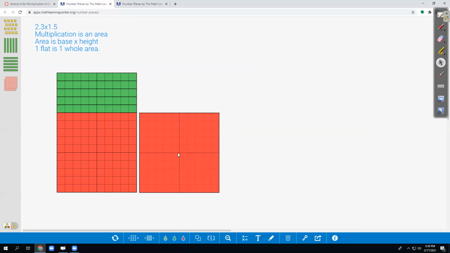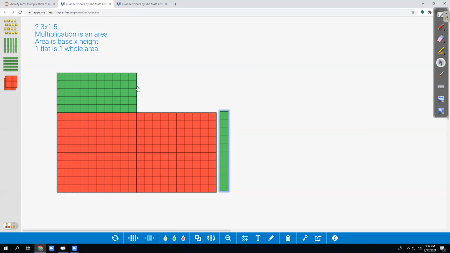So 1, 2, and then I got to get my 1, 2. I'm gonna get them close enough so they snap together. There we go. 3. So I kind of get the outline along the base here. I'm showing 2 3/10, and for the height, I've got my 1 5/10. And then I just have to fill.